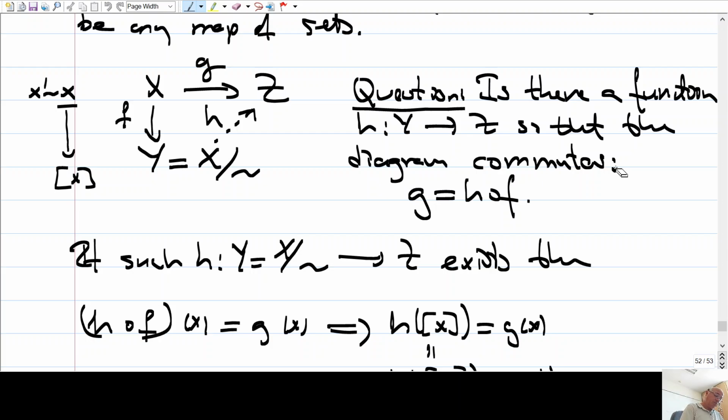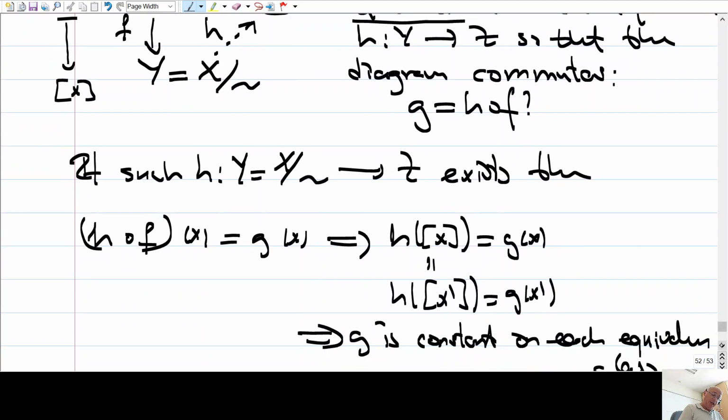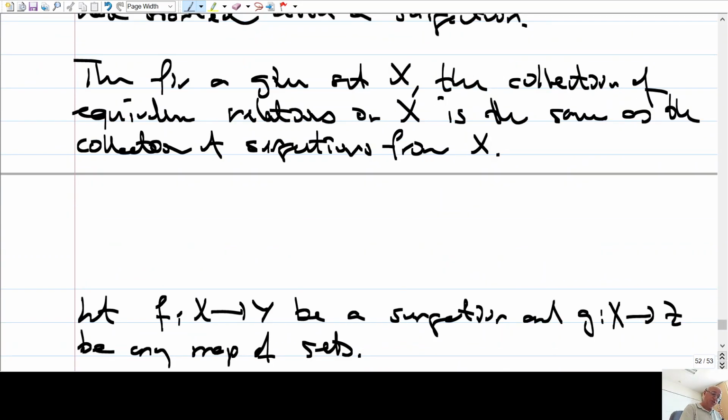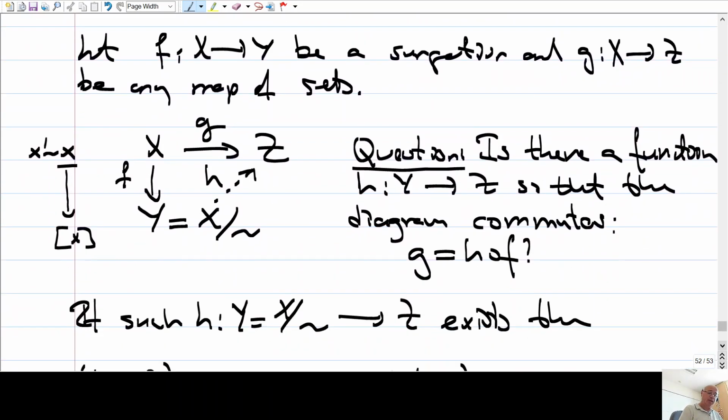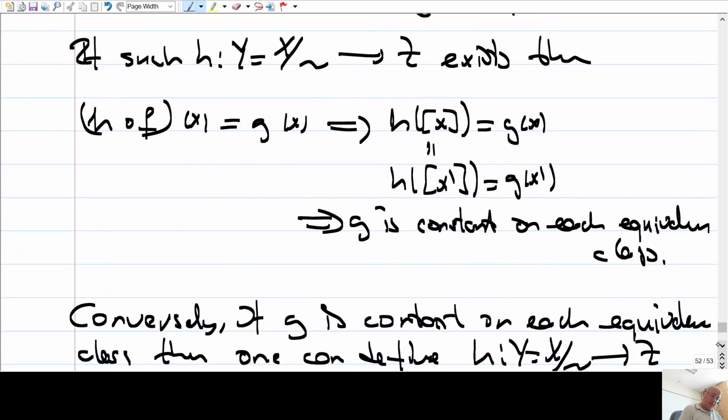So okay, maybe we should do it here. The answer is that there is such an h if and only if the function g is constant on each equivalence class. Okay, this is easily seen.